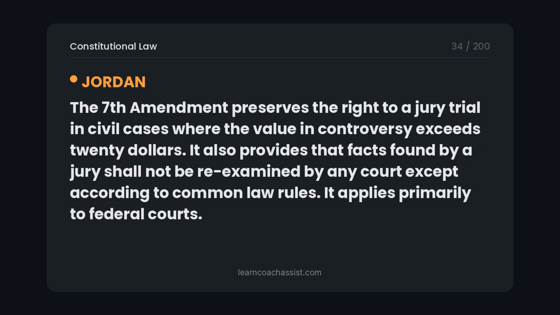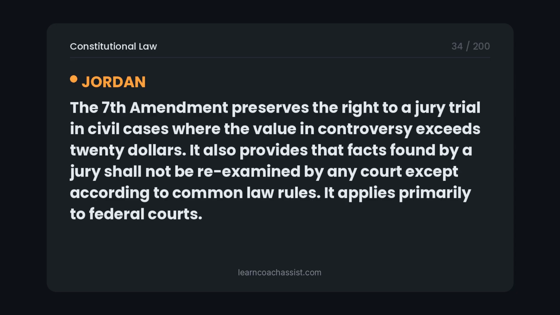What does the Seventh Amendment guarantee? The Seventh Amendment preserves the right to a jury trial in civil cases where the value in controversy exceeds $20. It also provides that facts found by a jury shall not be re-examined by any court except according to common law rules.